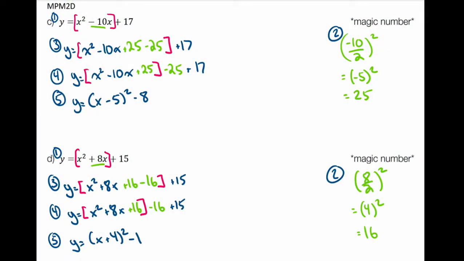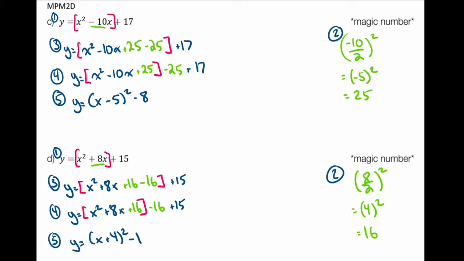So coming back to these 2 examples, these are your final solutions that you should have in step 5 for both of them. So for C, your vertex form should be y equals x minus 5 squared minus 8. And for D, your vertex form should be y equals x plus 4 squared minus 1. So again, follow through those 5 steps, find the magic number, add and subtract it to your bracket, move the subtraction outside, and then factor.